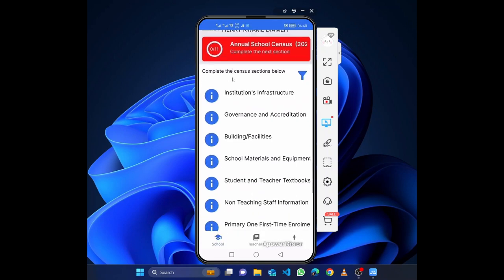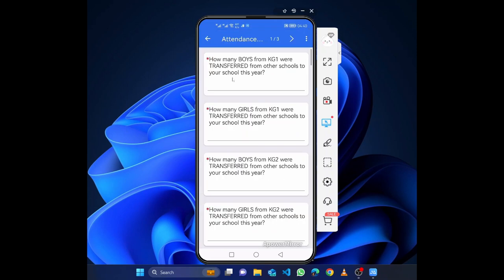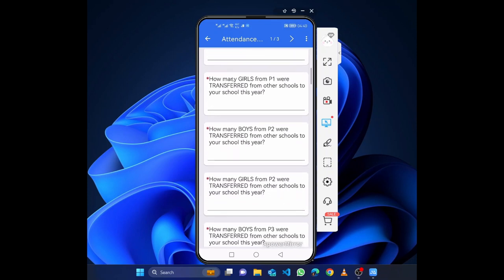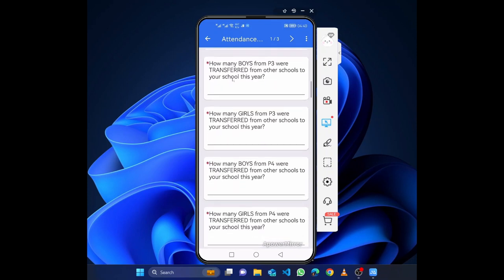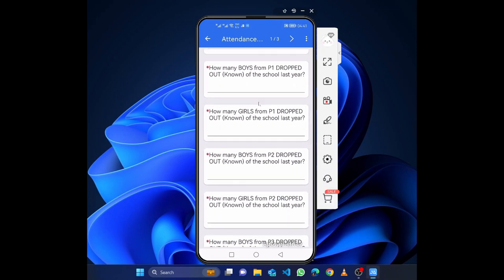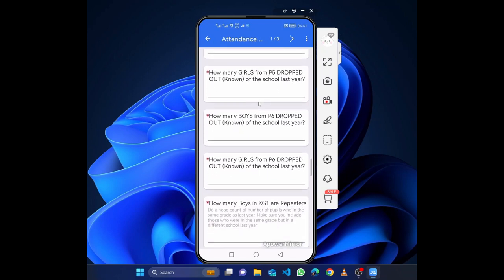Then the next one is under attendance and movement. So how many have been transferred from other schools to your school, girls and boys? That's KG1, KG2, P1, P2, P3, P4. How many have dropped out? P1, P2, P3, P4, and they are required.